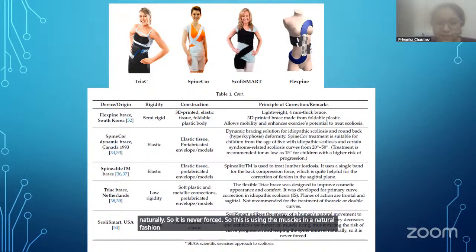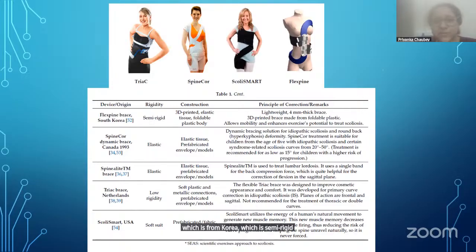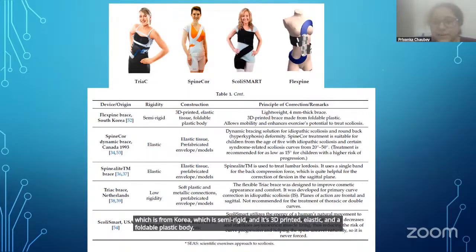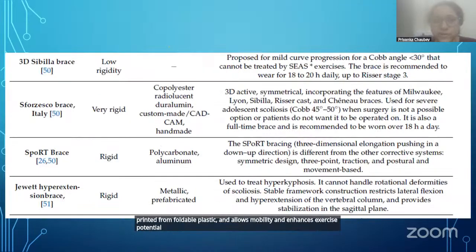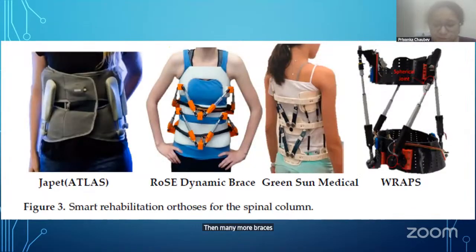And then we have the Flexi spine, which is from Korea, which is semi-rigid and it's a 3D printed, elastic, and foldable plastic body. So it's very lightweight. It's only 4 millimeter thick, 3D printed from foldable plastic, and allows mobility and enhances exercise potential to treat scoliosis. Then many more braces, of which a few pictures, the Japet Atlas brace on the left side.